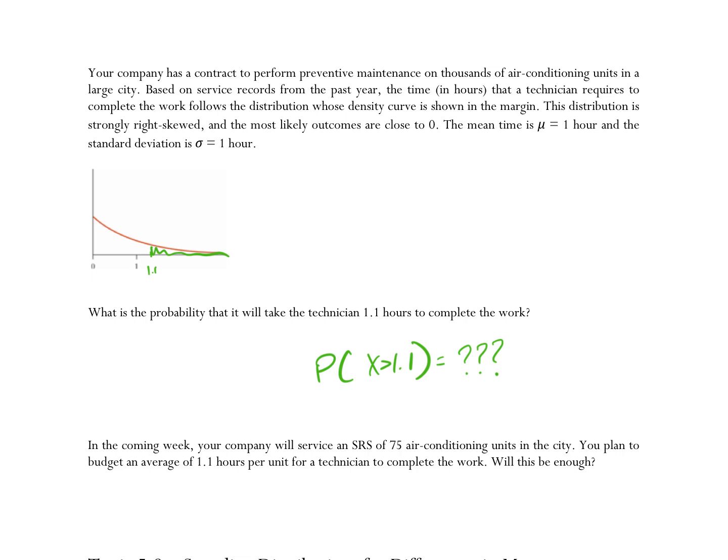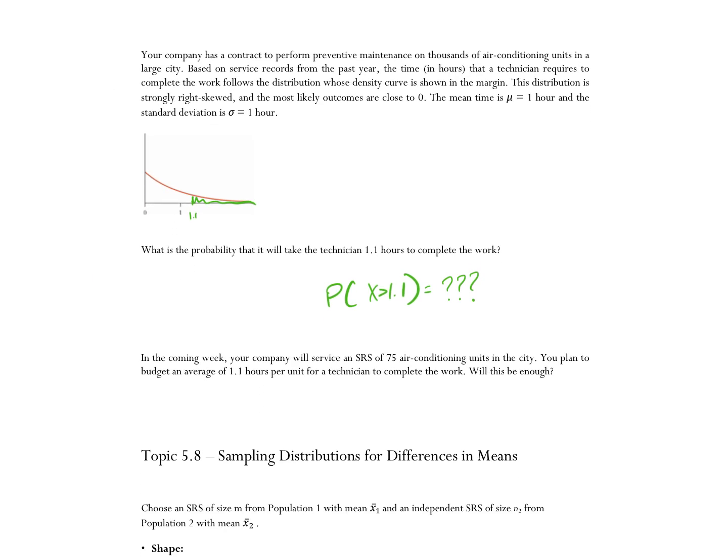They don't care about the one individual. They want to think about the big picture: what's going to happen if they have a lot of appointments. Will they leave themselves enough time? Is everybody good? Okay, so in the coming week, the company has to do a simple random sample of 75 air conditioning units. Okay, already we know what?